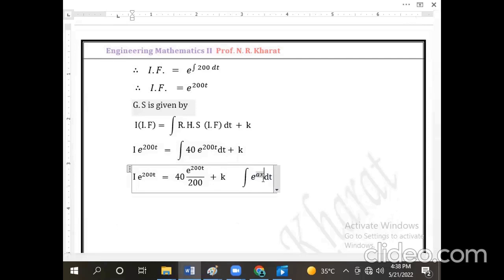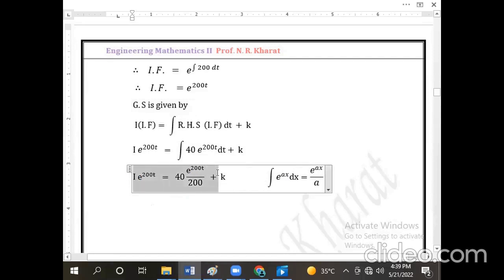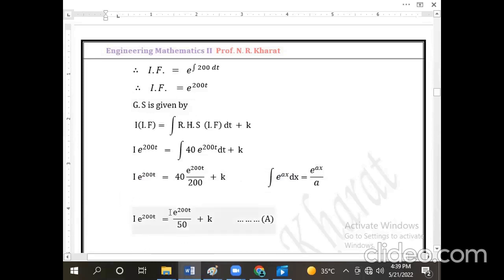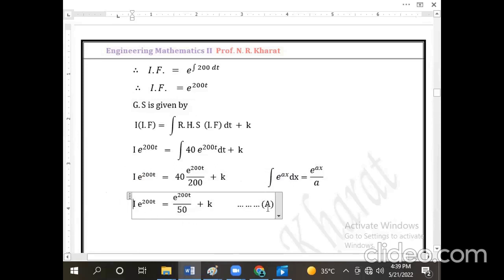The formula is the integral of e raised to ax dx is equal to e raised to ax upon a. So the value of a is 200, so it becomes this, 40 and 200. We have to just make the simplification. So we get I e raised to 200t is equal to e raised to 200t upon 5 plus k.